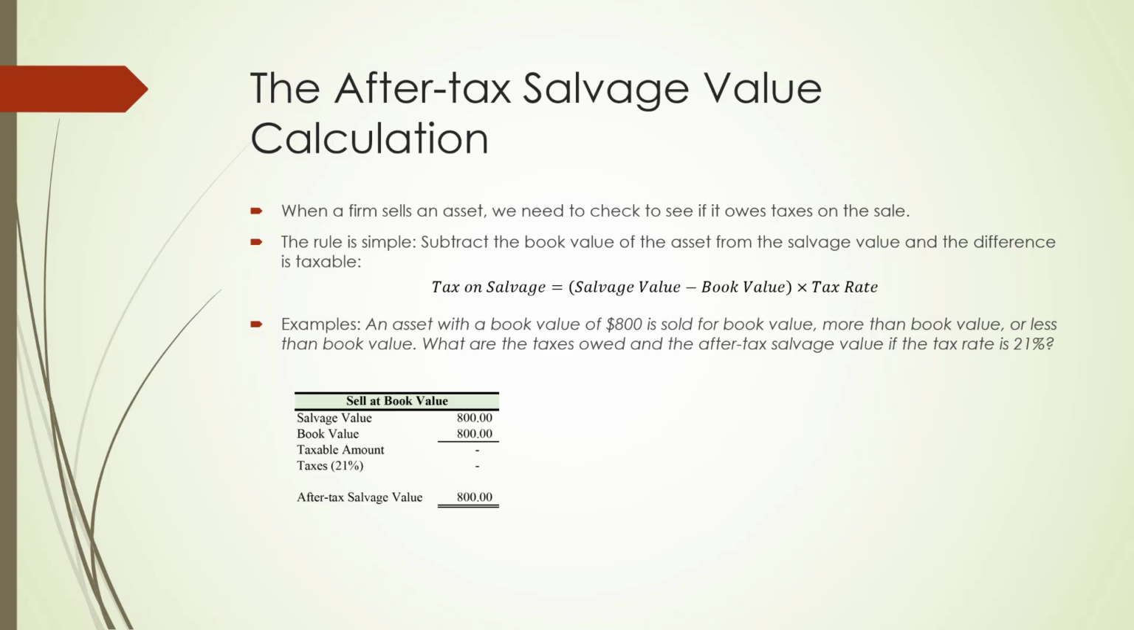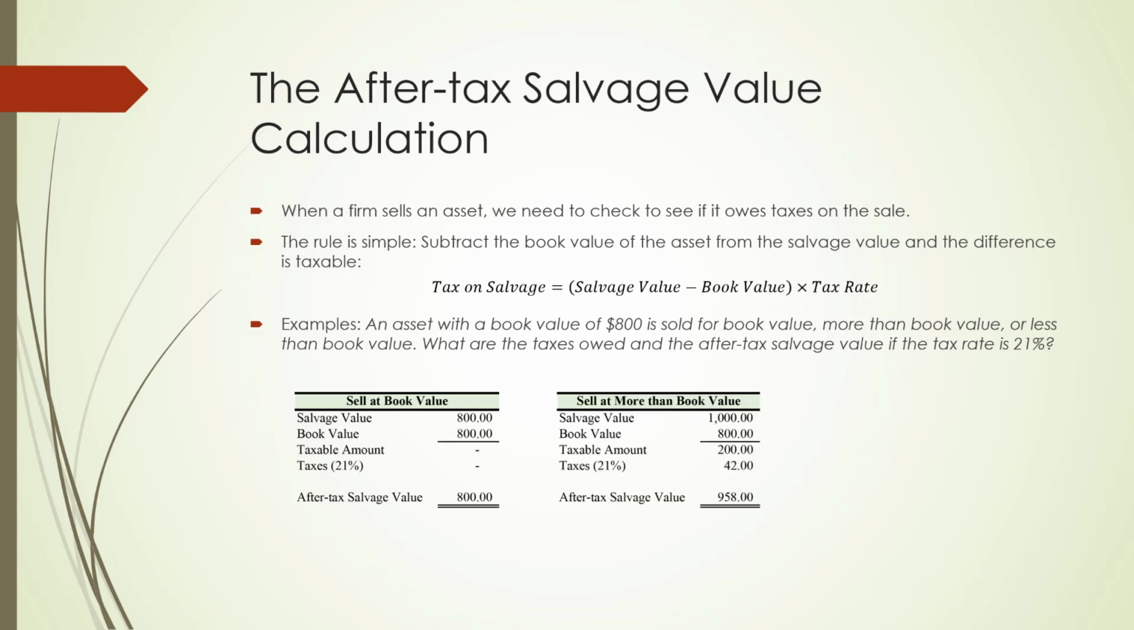So imagine that we sell the asset for $800. That's exactly equal to its book value. So the taxable amount is zero. Therefore, the tax is zero. And if we take the $800 salvage value minus the zero taxes, we get $800.